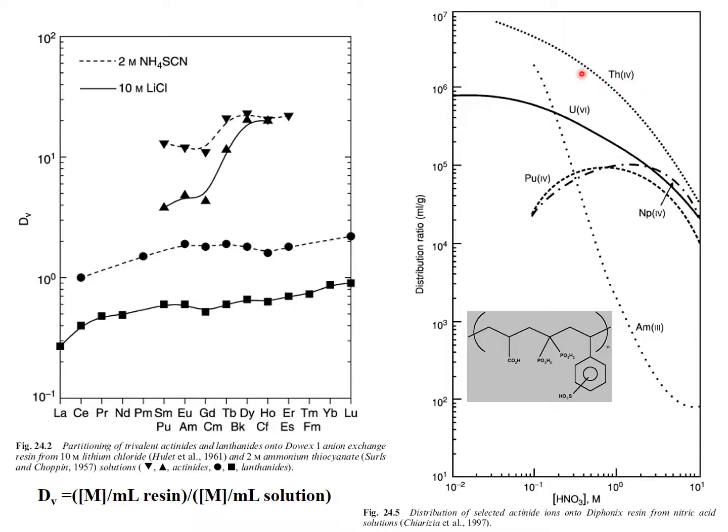uranium, americium rapidly decreasing. The tetravalents increase, reach a maximum, and then begin decreasing. And then the lowest distribution is for the trivalents at the higher nitric acid concentration. So again, separations from this system can be achieved through changes in oxidation state, whereas the previous system shown here with the Dow X1 is primarily through size separation.